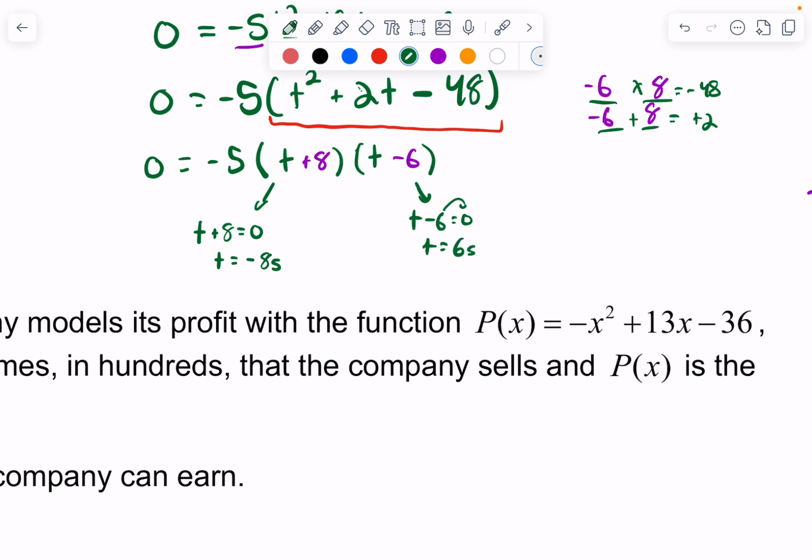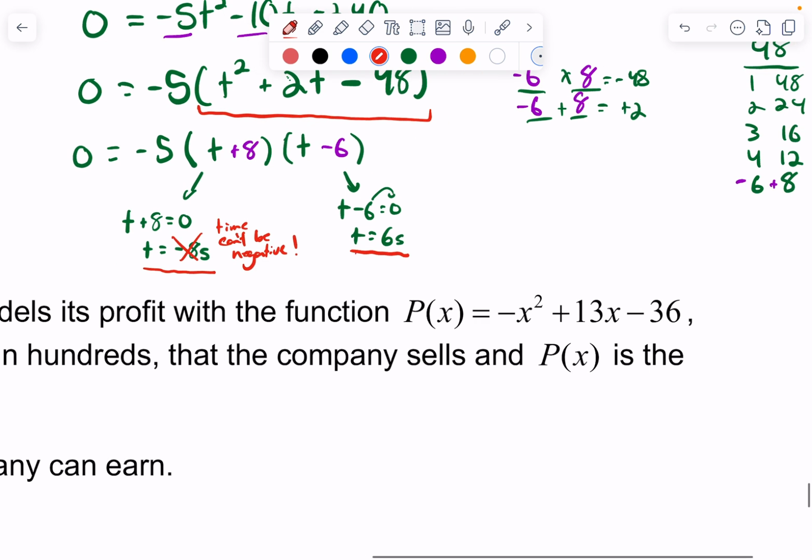Okay, so what we have just found is that the ball will be at 10 meters when time is either 6 seconds or negative 8 seconds. But the problem is negative 8 seconds doesn't make any sense. Time can't be negative.